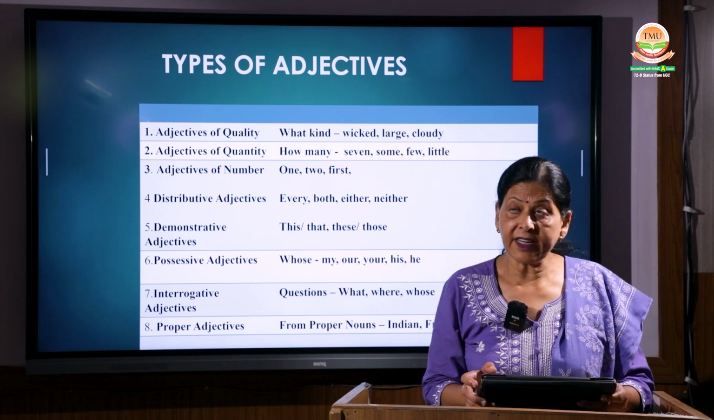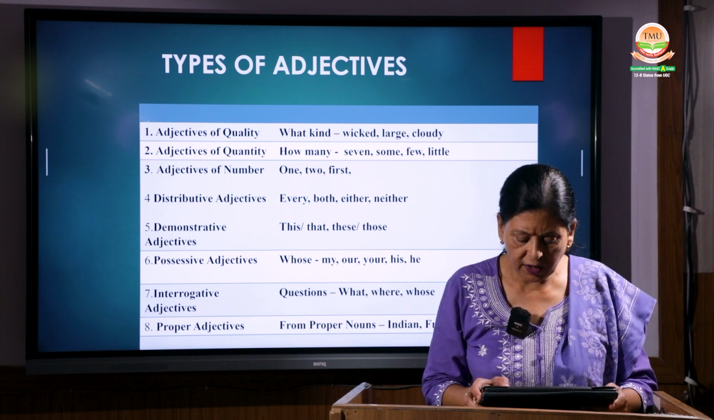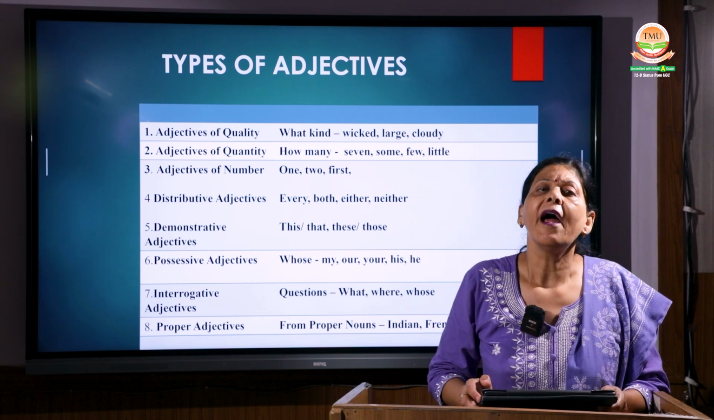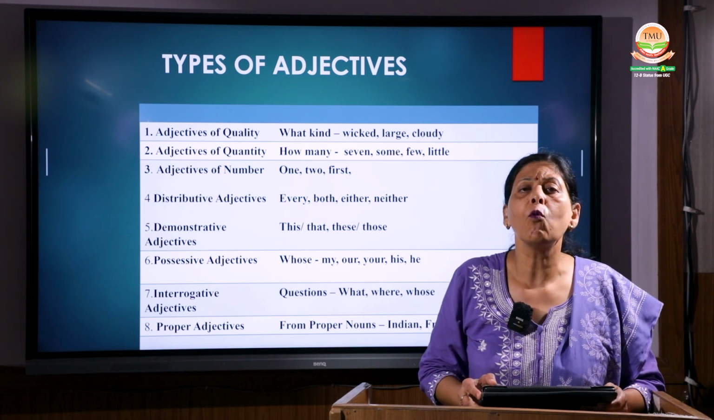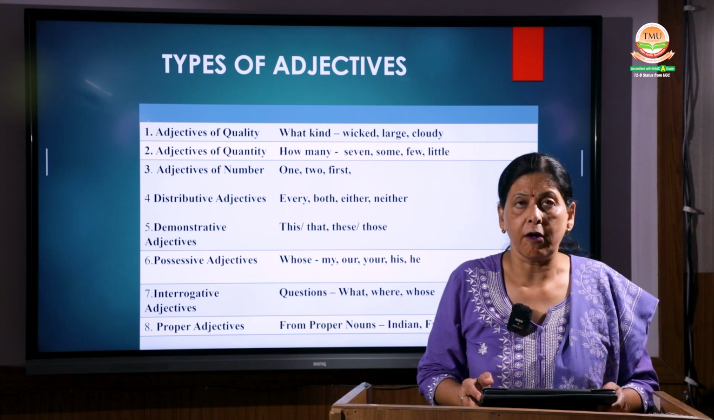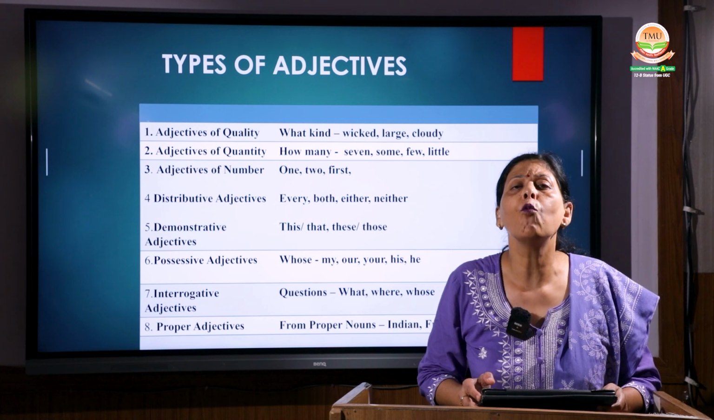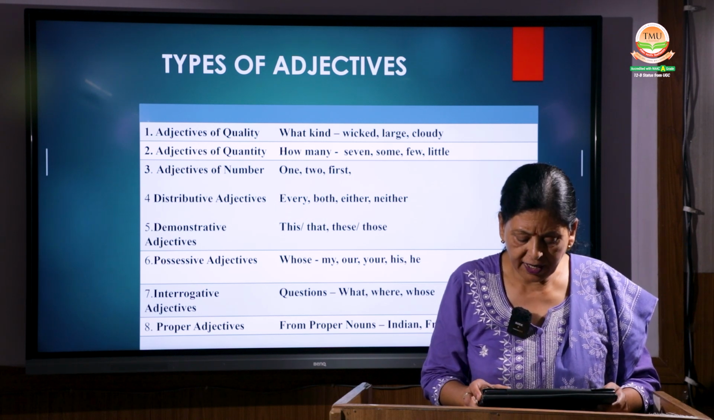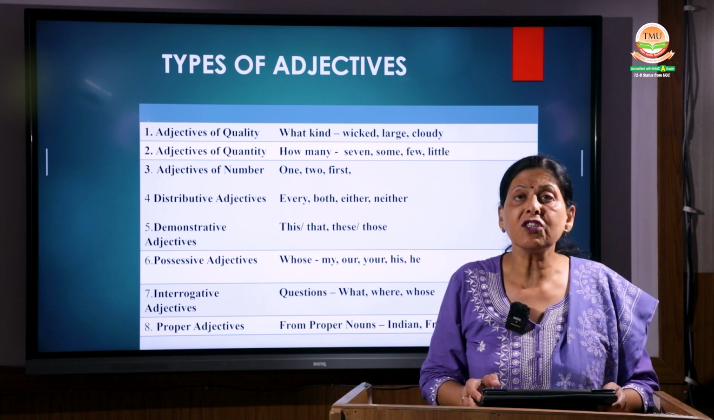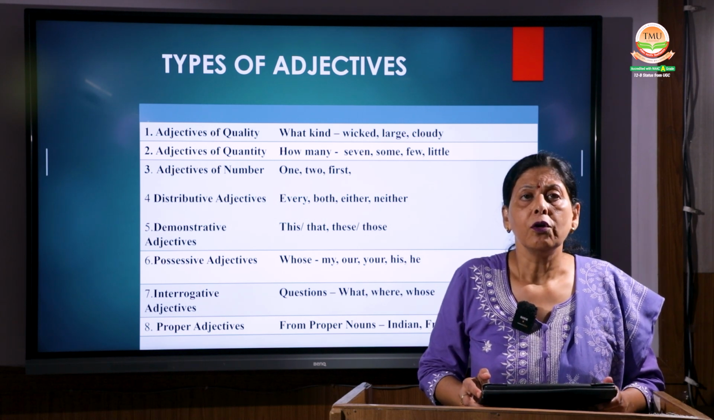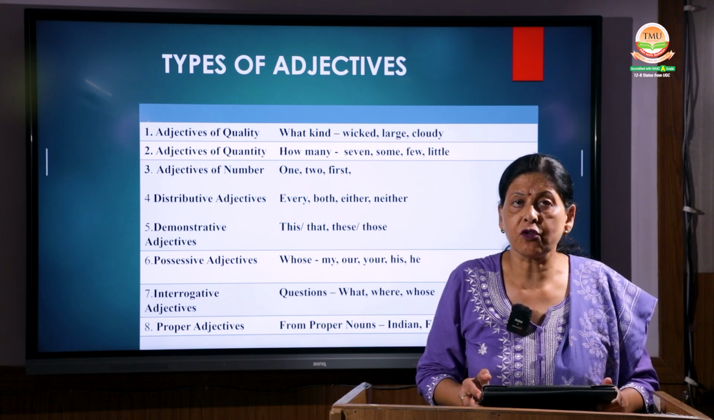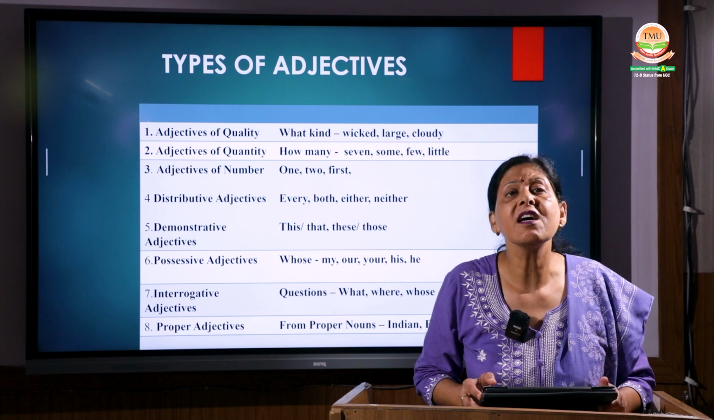The first type of adjectives are adjectives of quality, or we can also say adjectives of manner. An adjective of quality shows what kind, meaning whatever noun we are talking about is of what kind. For example, wicked, large, cloudy. The weather is cloudy today. What kind of weather is it? It is cloudy.